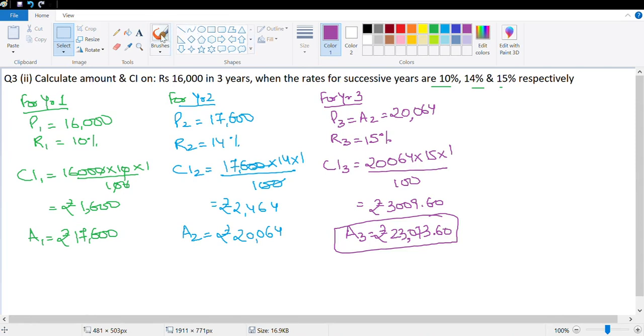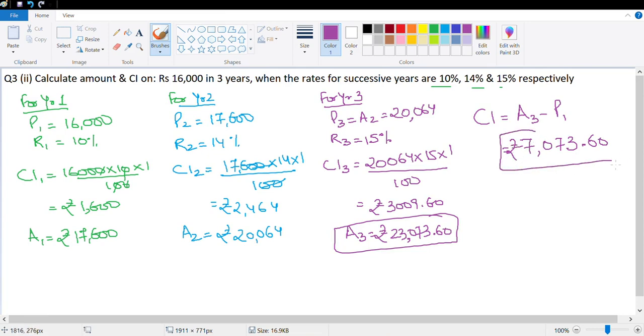Next, we still need to calculate compound interest. So compound interest is equal to final amount minus original principal. In this case, 23,000 minus 6,000, that's 7,073.60 rupees. So that's the compound interest for 3 years. Done. Let's look at the next question.